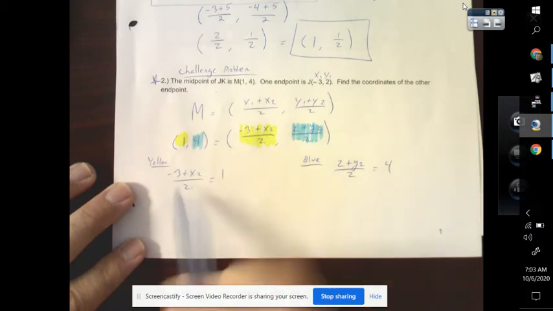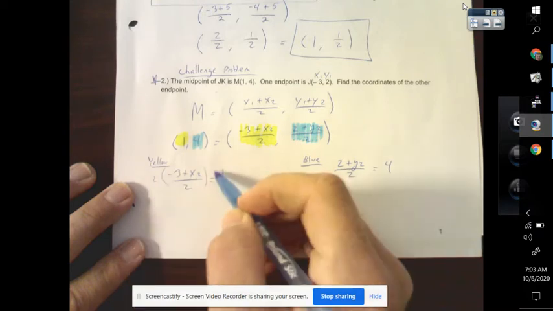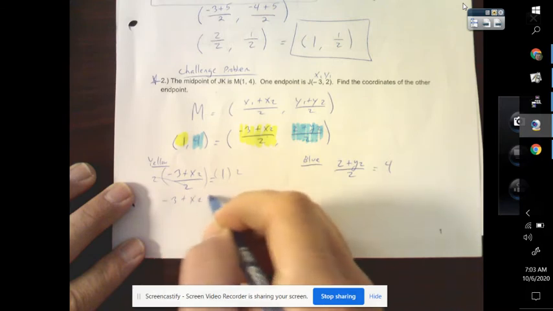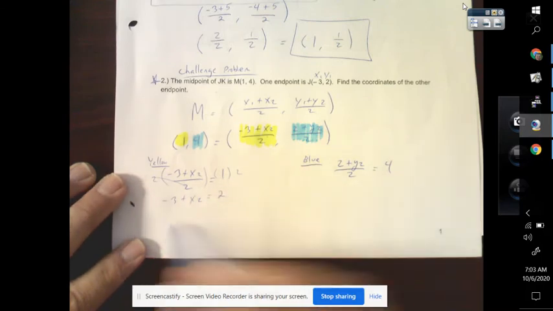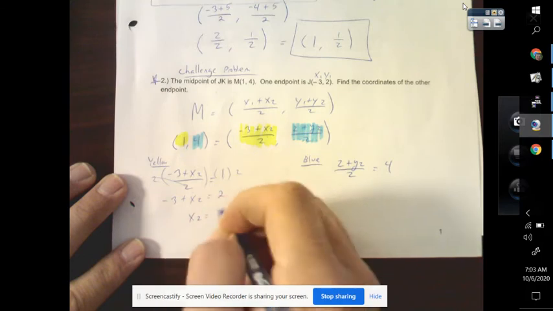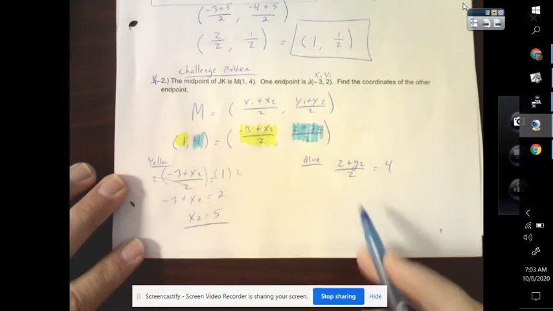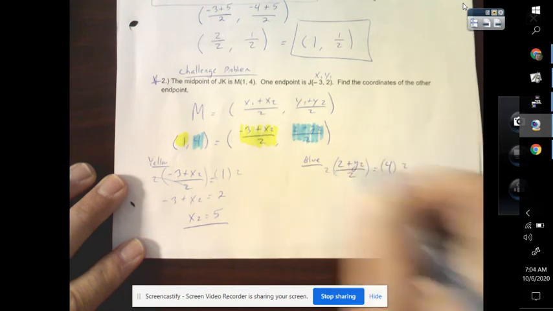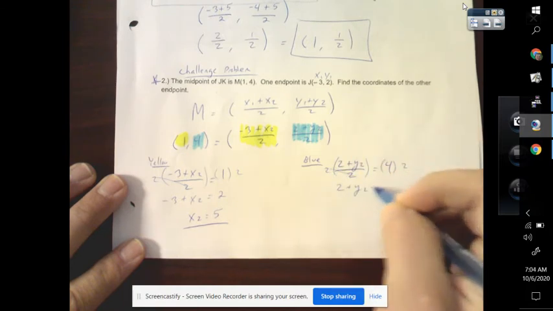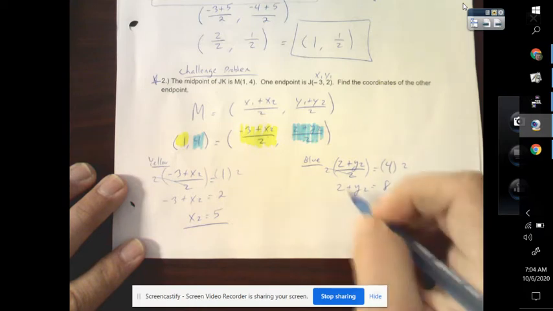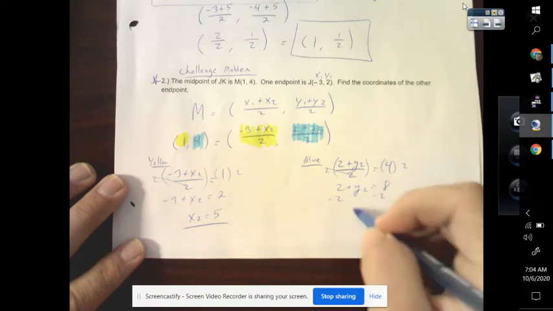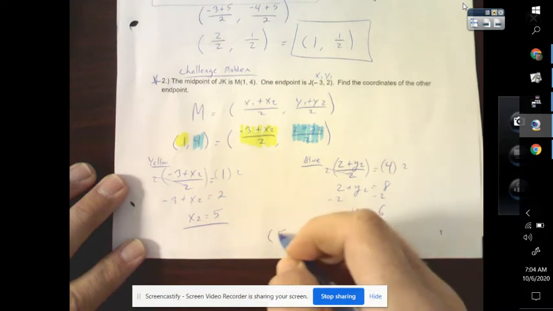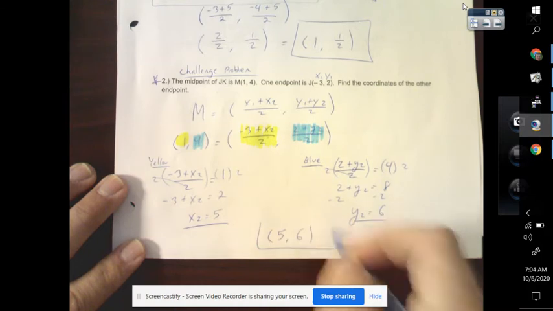How do I get rid of a divide by 2? Well, I'm going to multiply both sides by 2. So -3 plus x sub 2 equals 2. And then all I do is add 3 over. Boom. Okay, same thing here. To get rid of that 2, you multiply by 2. 2 plus y sub 2 equals 8. Subtract 2. And 6. So my final answer, 5, 6.